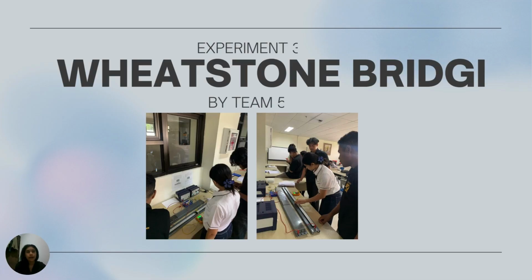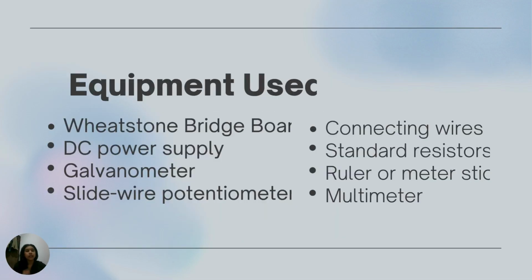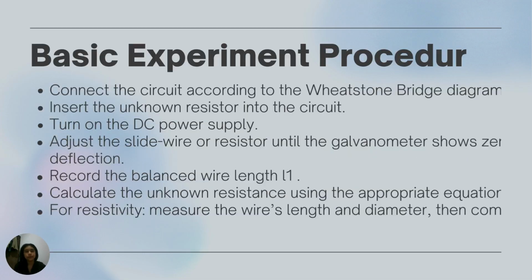Next, we move to Experiment 3, the Wheatstone bridge by Team 5. The equipment used is the Wheatstone bridge board, DC power supply, galvanometer, slide wire potentiometer, potentiometer, connecting wires, standard resistor, ruler or meter stick, and last is a multimeter.